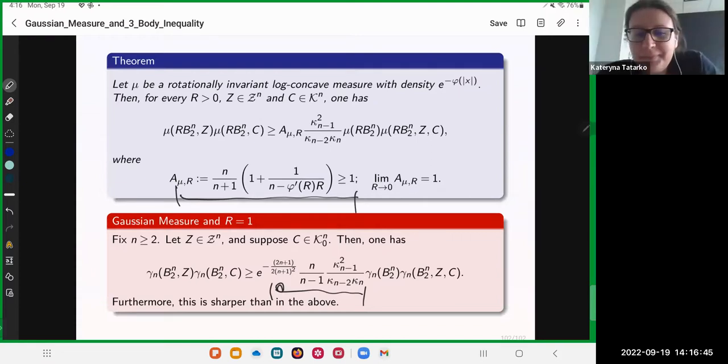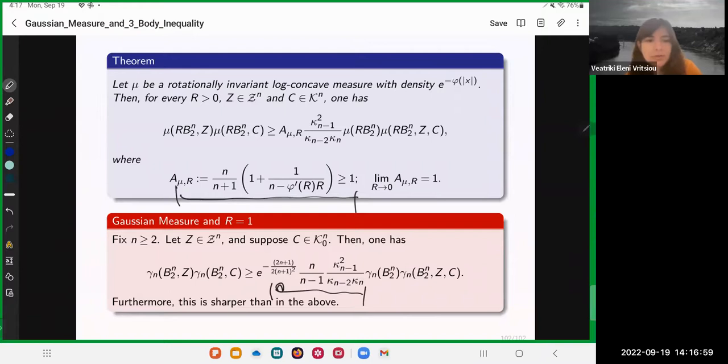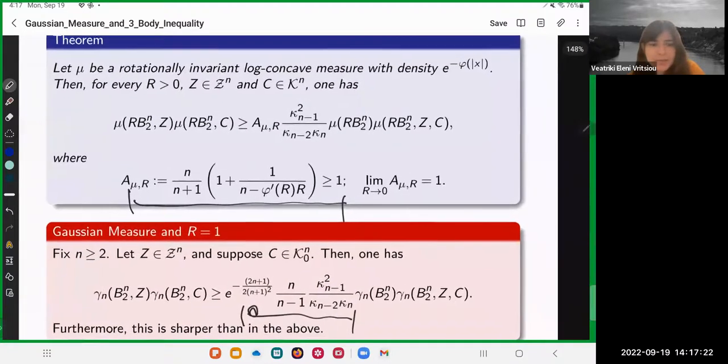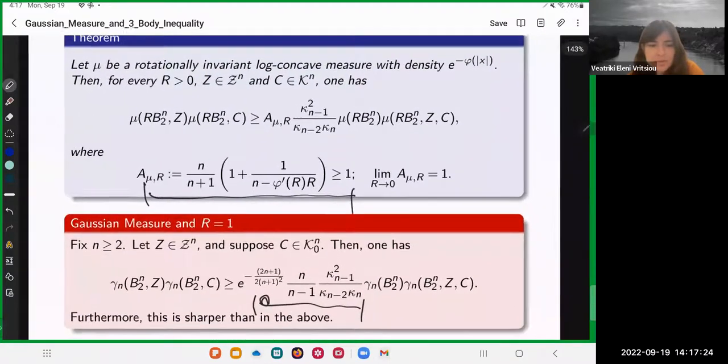Thank you, Dylan. Are there any questions? All right. If this is not the case, Dylan, okay, I have a question about the constants here. Do you have any intuition whether they're actually optimal? You mean in the case where A is RB2n, or in the general case for all zonoids? No, when it's RB2n, or even for the Gaussian, the latter result.